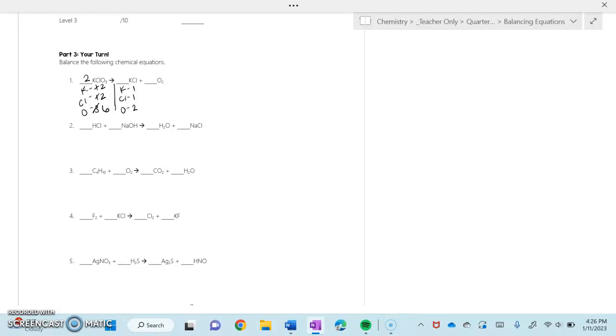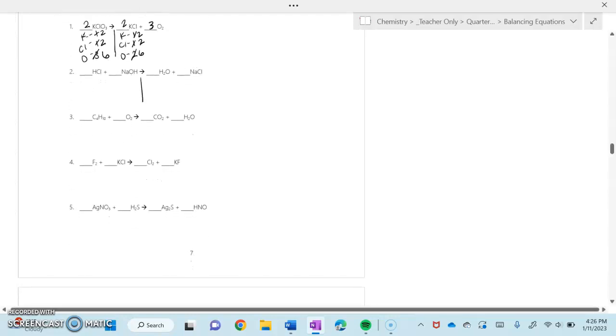And then to get this oxygen to be 6, we'll put a 3 here. And lastly, to get our K and Cl balanced, we'll need a 2 here. And now we are all balanced out. Woohoo! 2, 2, 3.